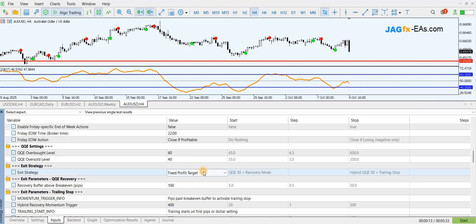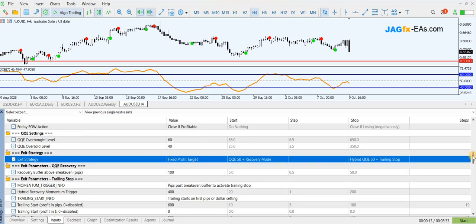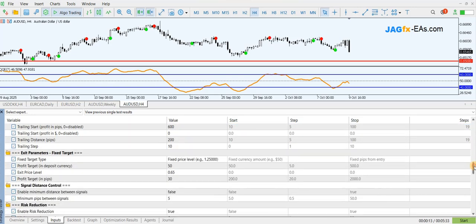Now we're going to use a fixed profit target. Now I did a video on fixed profit target yesterday, but this is the third option. So it's on the list here, drop down menu, fixed profit target. And we'll come down here and go to the profit target.